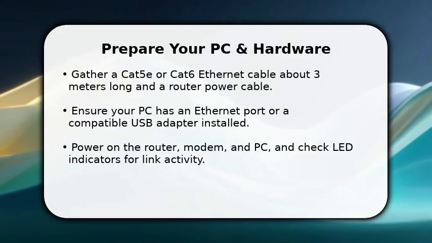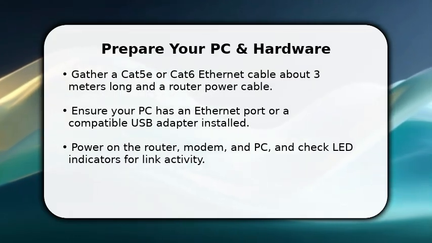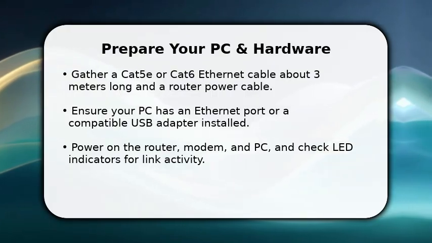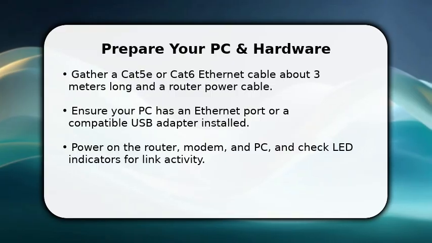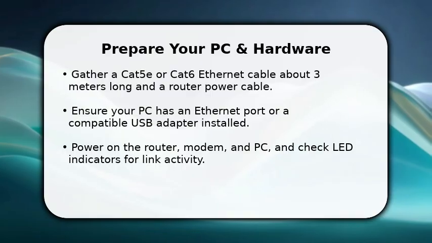Start by gathering the physical items you need for a wired connection. Get a Cat5e or Cat6 Ethernet cable approximately 3 meters long and a router power cable. Confirm your PC has a working Ethernet port or a USB Ethernet adapter if needed.